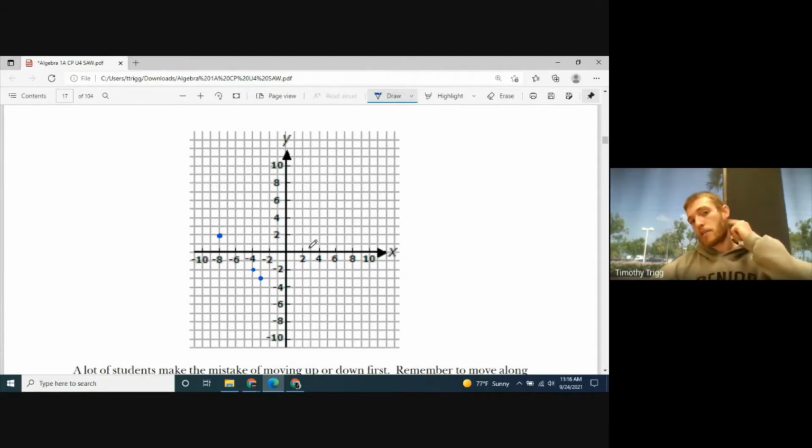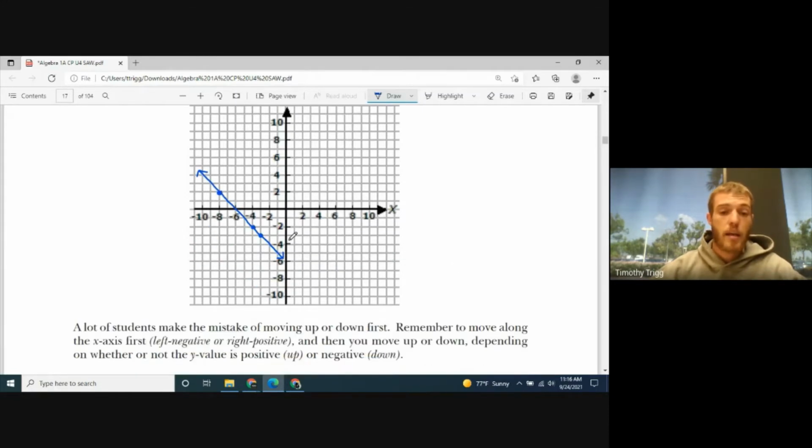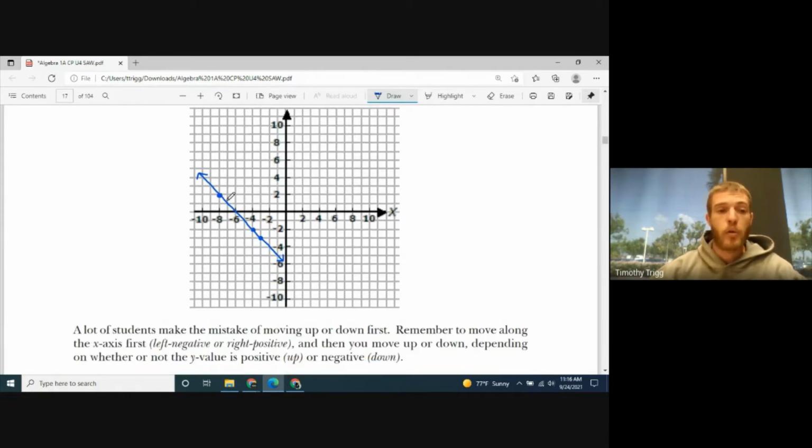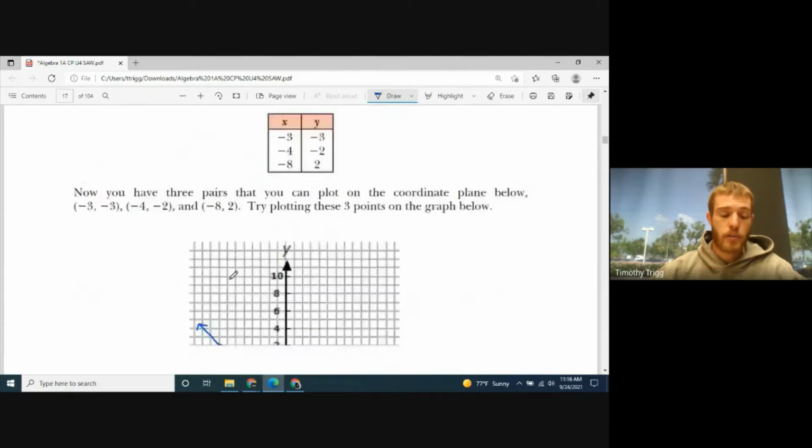Notice that all three of these points form a straight line, don't they? They all lie on this straight line. And that's one way we can check our work: we know we plotted the points correctly if they form a straight line together. Okay. And again, any other point on this line would also satisfy this equation, right?